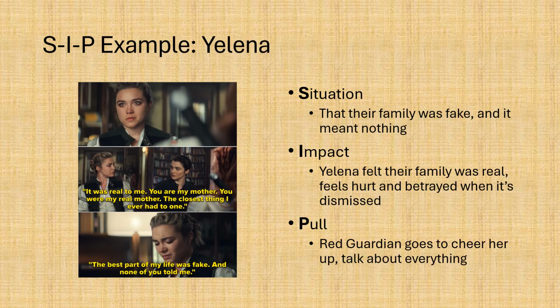I'm going to give another example, from the Black Widow movie with Yelena. They're talking about how the family they made of spies was essentially fake. They were faking everything. So Yelena finally brings it up. The situation was that their family was fake, and everyone was like, oh, it meant nothing, they were just faking it. The impact that Yelena was complaining about was that she felt her family was real. It was real to her. So she's feeling hurt, betrayed, and very dismissed about a situation because she felt it was really important.